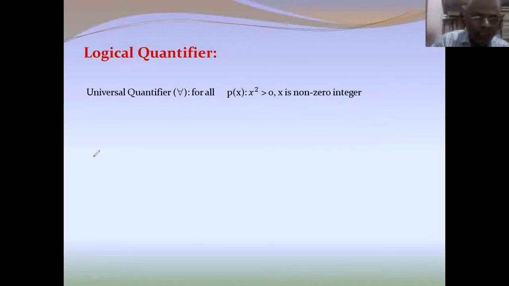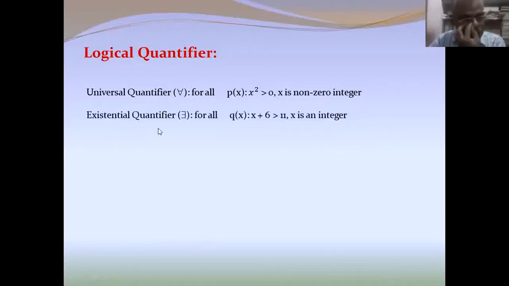There is another logical quantifier called existential quantifier, and it is denoted by a reversed E. It is read as there exists. And in this formula, Q(x), where x is the parameter, it is x plus 6 is greater than 11. It is not true for all the integer values of x. Sometimes it is true and sometimes it is false. So this type of concept is denoted by existential quantifier.